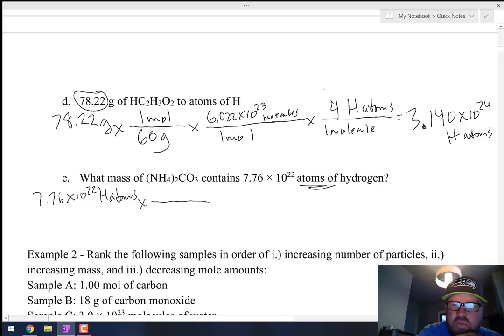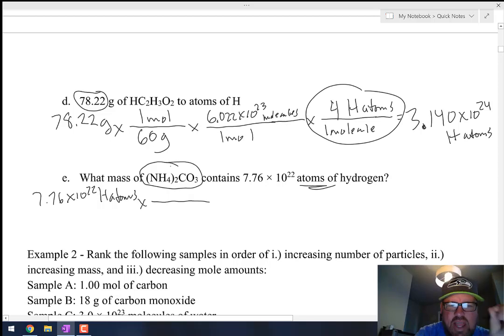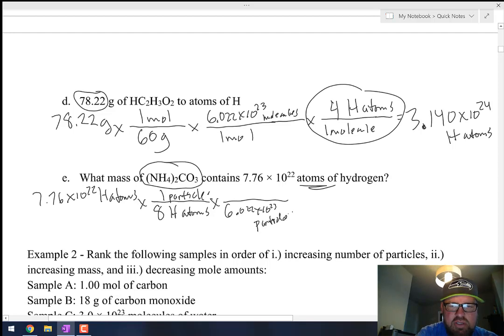And now, what did I do here first? I started with my hydrogen atoms. Okay, how many hydrogen atoms are there in here? Well, it's NH4, and there's 2 of them. So that means there's 8 hydrogen atoms all total. So that's 8 H atoms in one of those, and I'm just going to say particles this time. You can say particles or molecule, doesn't matter. Okay, and then we know that for every mole there are 6.022 times 10 to the 23rd particles, and that is equal to 1 mole.